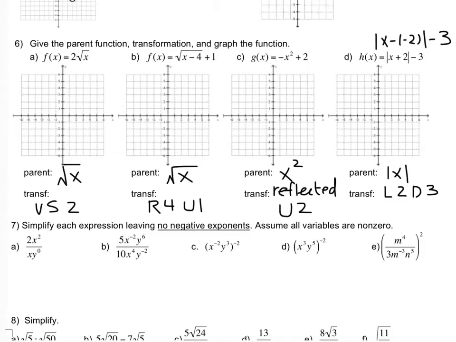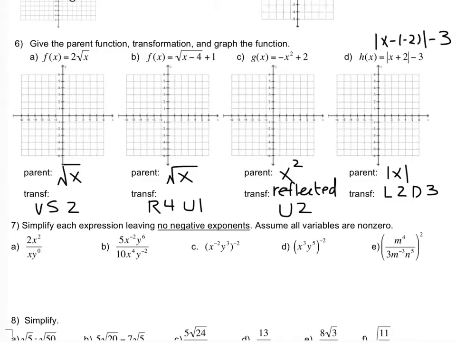Letter D. The absolute value function, you see the 2 bars around the x value. So that's going to tell us it's the absolute value function. So it's going to move left 2. So don't forget to make it into x minus -2. x minus -2. The -3 is outside, so again it's moving the whole function down by 3 units.